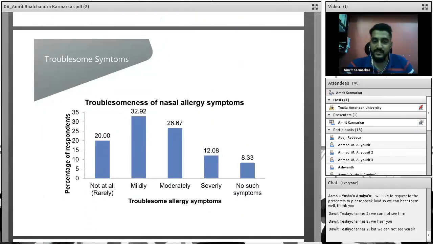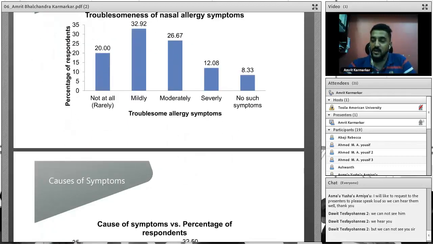Now when we asked them how troublesome these are, we found they are mild to moderately troublesome. These findings are related to the statements made by Wallis RS in 1982. Therefore, we can say that the troublesomeness of the symptoms of nasal allergy is moderate or mild.